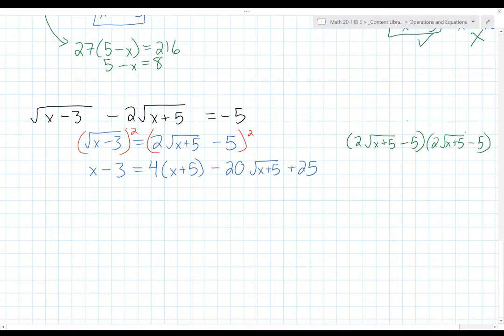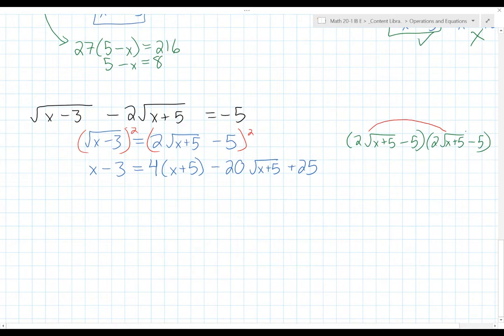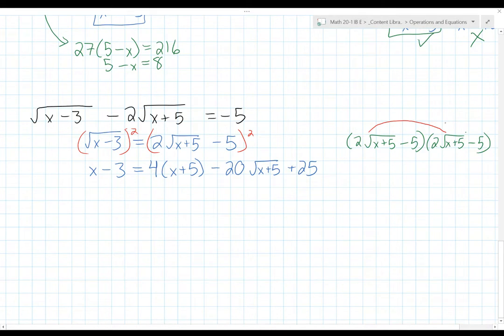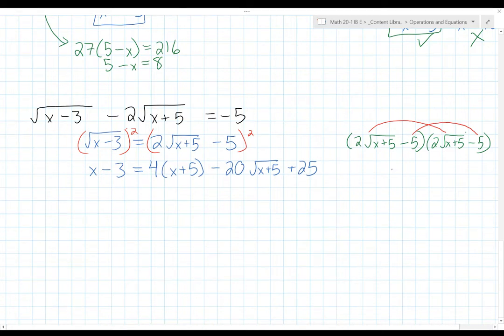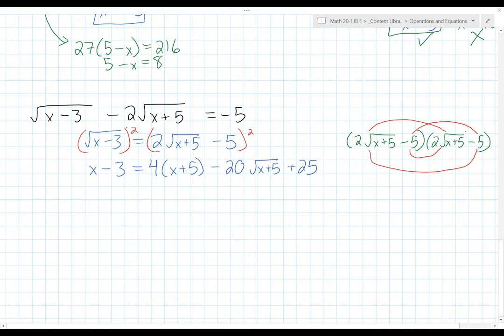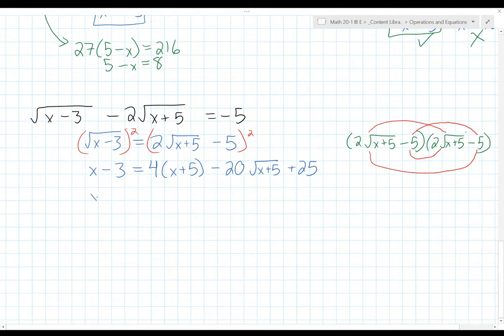So 2 root x plus 5 multiplied by 2 root x plus 5 is where my 4 times x plus 5 comes from. And negative 5 times negative 5 is where my plus 25 comes from. The minus 20 root x plus 5 comes from minus 10 root x plus 5 minus 10 root x plus 5. Now, this doesn't really seem better, but it is because now I only have 1 square root. So I'm going to go ahead and isolate that square root now.